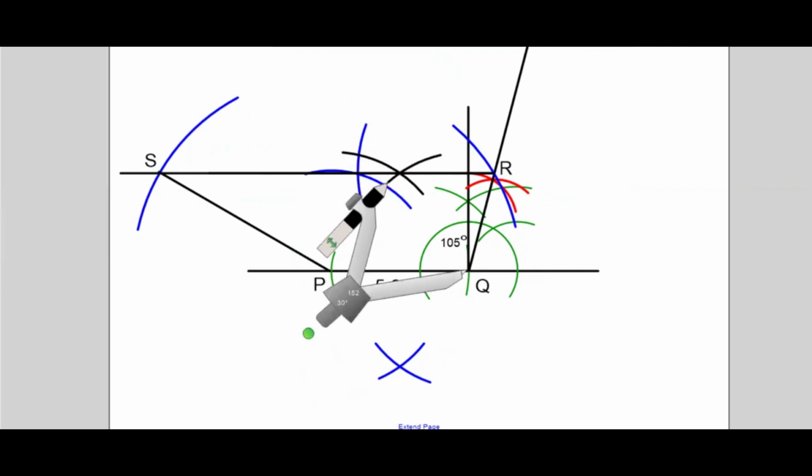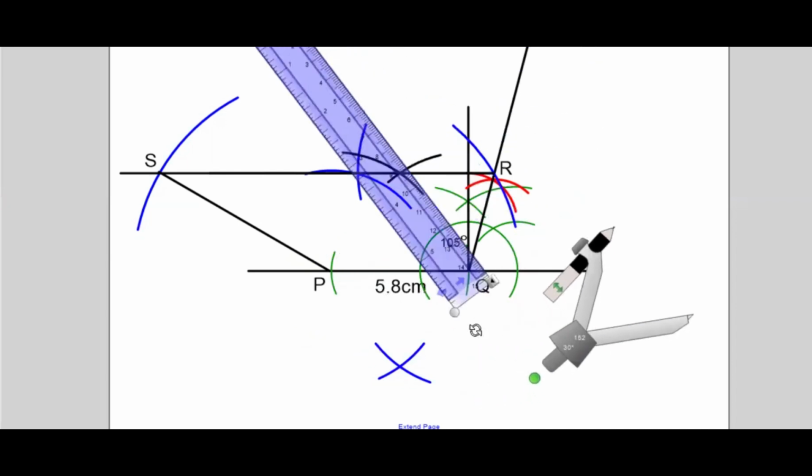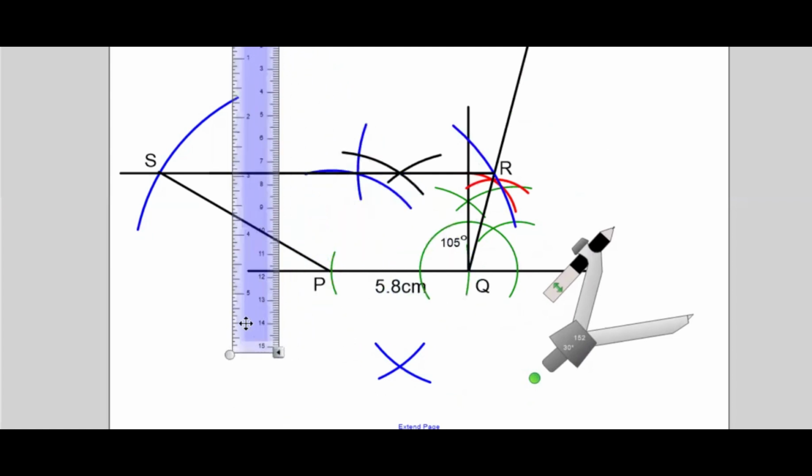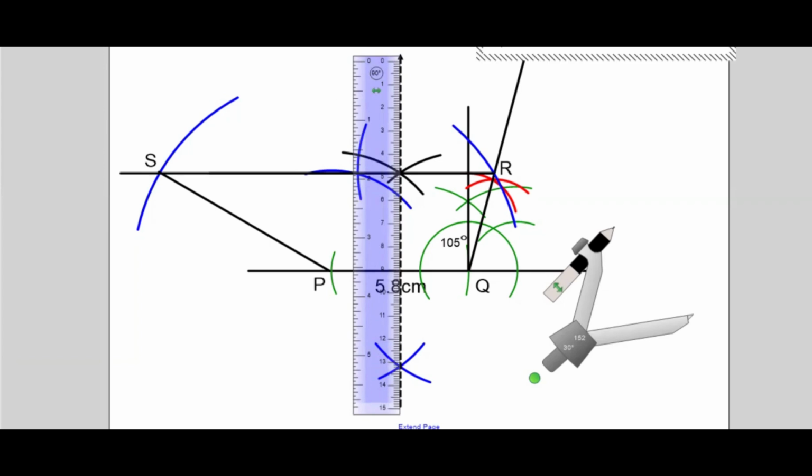So all we do now is join the 2 points together. Use a dotted line. We have this. This is the first locus, L1.